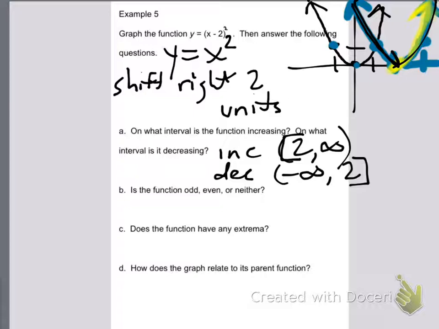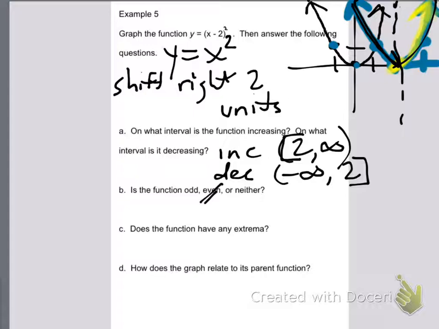Is the function even, odd, or neither? Now, even means it is symmetric about the y-axis. Okay? Here's y equals x minus 2 squared. That is not the y-axis, so even is out.